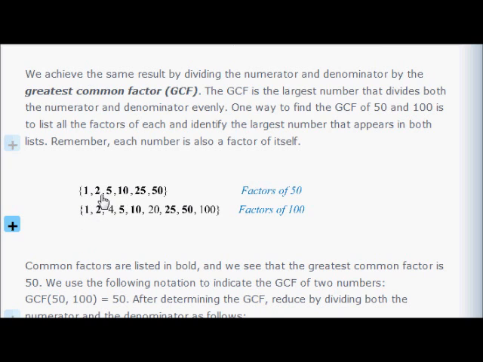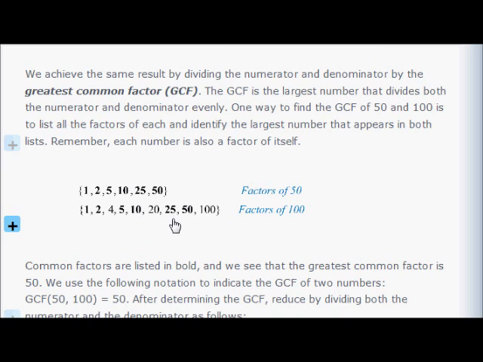So, in this case, 50 is equal to 1 times 50, or 2 times 25, or 5 times 10. So, those are all possibilities. Similarly, 100 is equal to 1 times 100, or 2 times 50, or 4 times 25, or 5 times 20. Or 10 times 10, and we only show 10 in here once because 10 and 10 are the same factor, right?